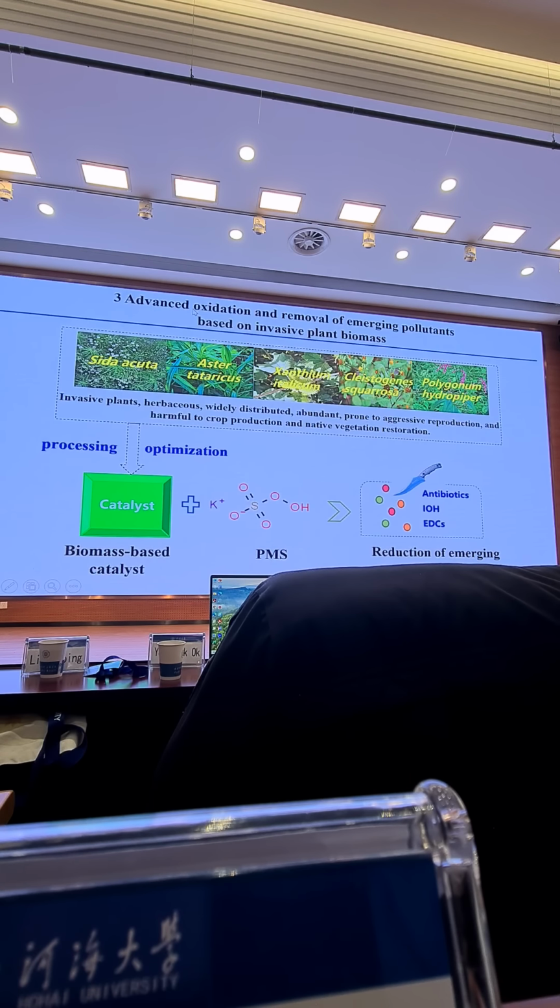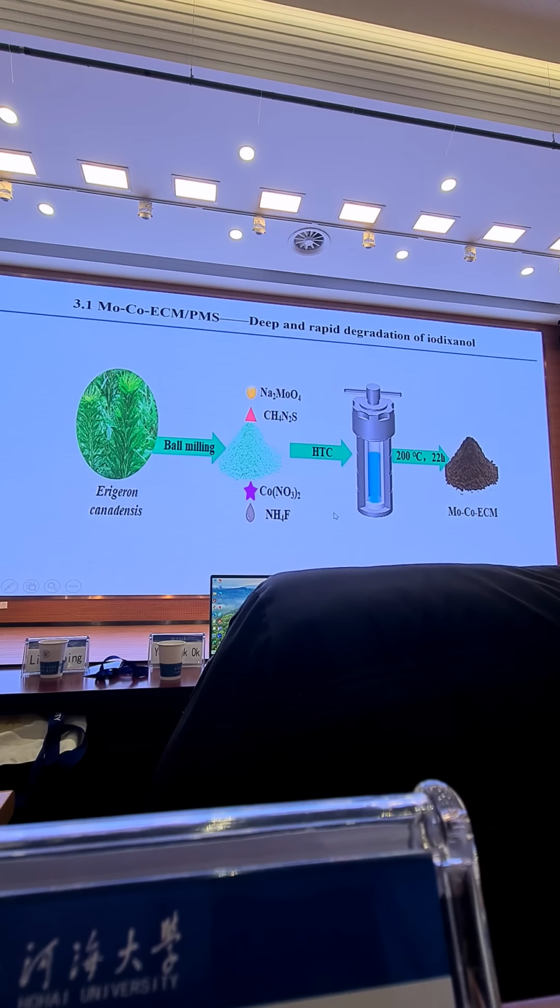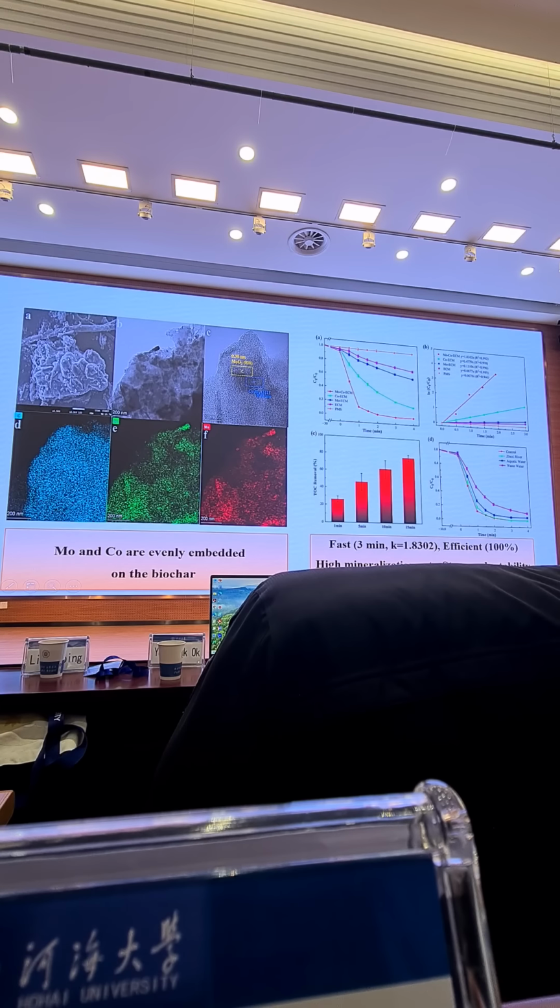invasive species. So what we can do is use advanced oxidation to remove those emerging pollutants, using those invasive plant biomass, processing them into biomass-based catalysts. Through processing and optimization, this leads to reduction of emergent pollutants. So that's roughly the idea of the deep and rapid degradation process.